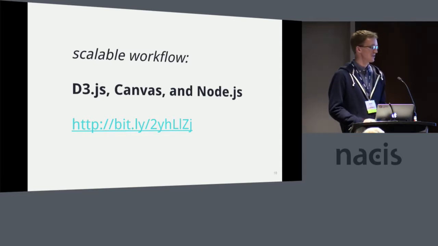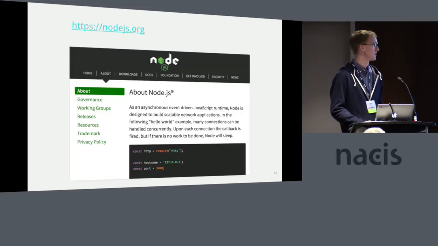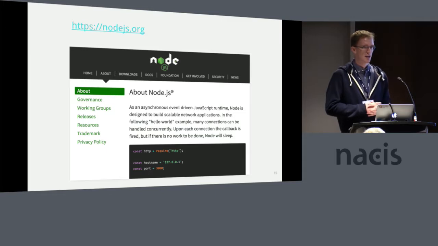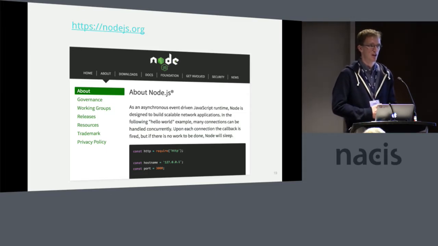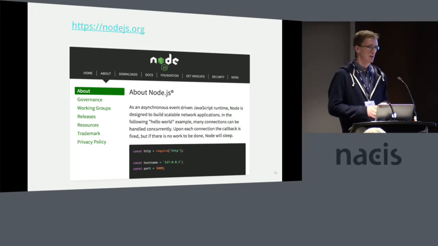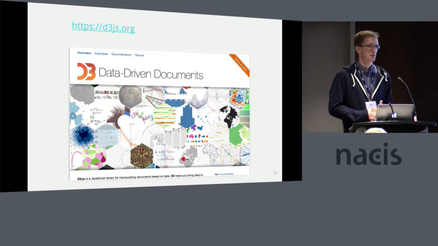So the technologies specifically that we're using are D3.js, Canvas, and Node.js. Node is a JavaScript scripting language, so it's kind of like Python, and you can run it. You can write a script and have the programming execute. And the reason we're using Node is because there's a lot of great visual tools that are already written in JavaScript, specifically D3. D3 is data-driven documents.